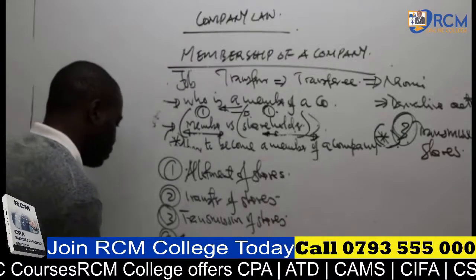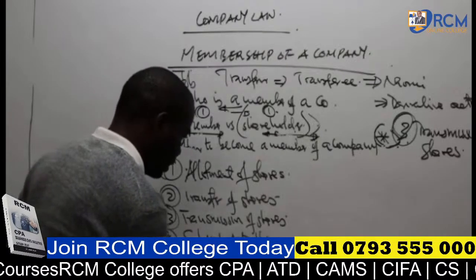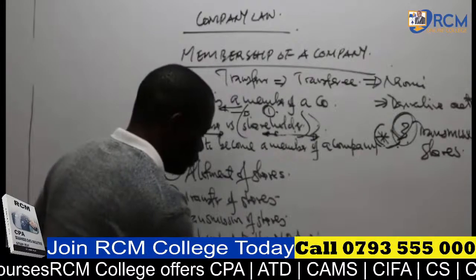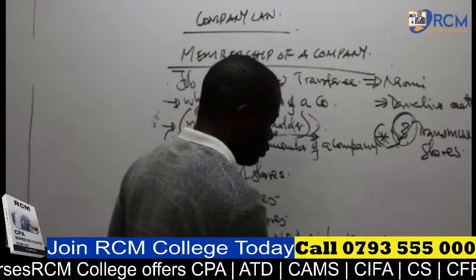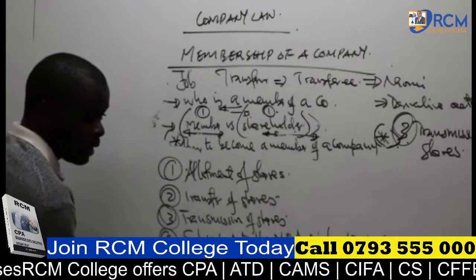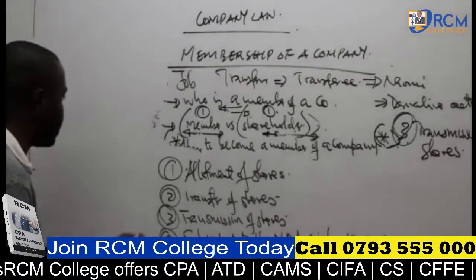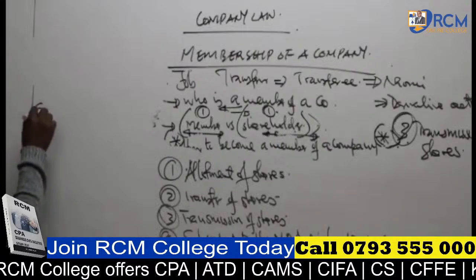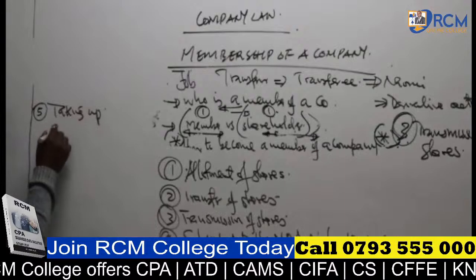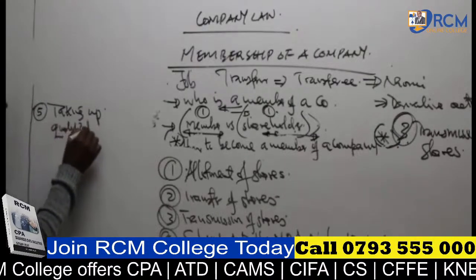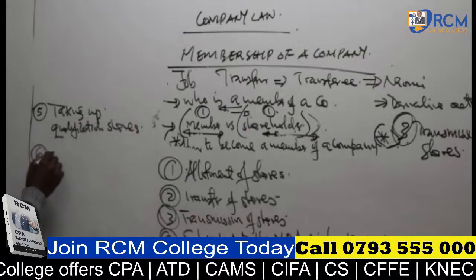Number four, through what we call subscribing to the memorandum of association on formation of a company. Number five, you cannot see here, so maybe I can write it here. Taking up qualification shares. Number six, through the doctrine of estoppel.